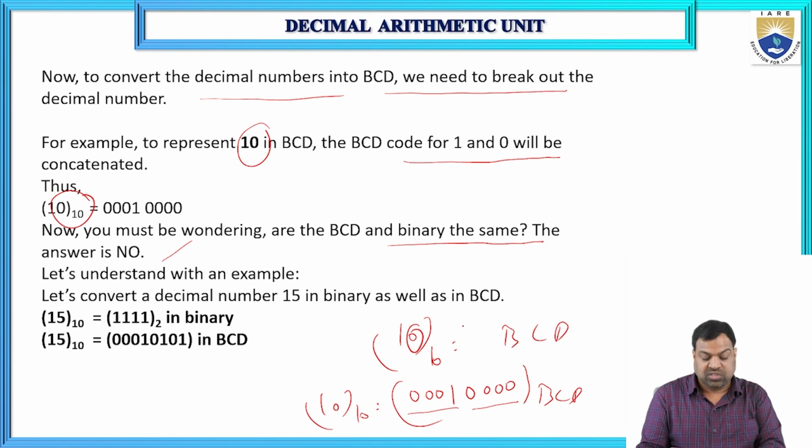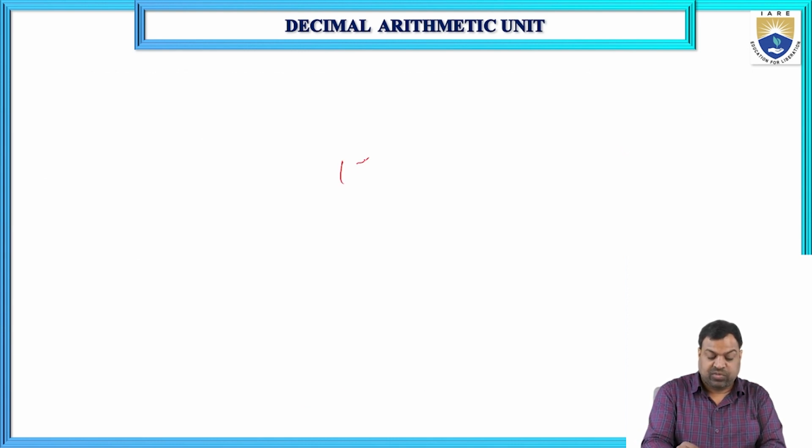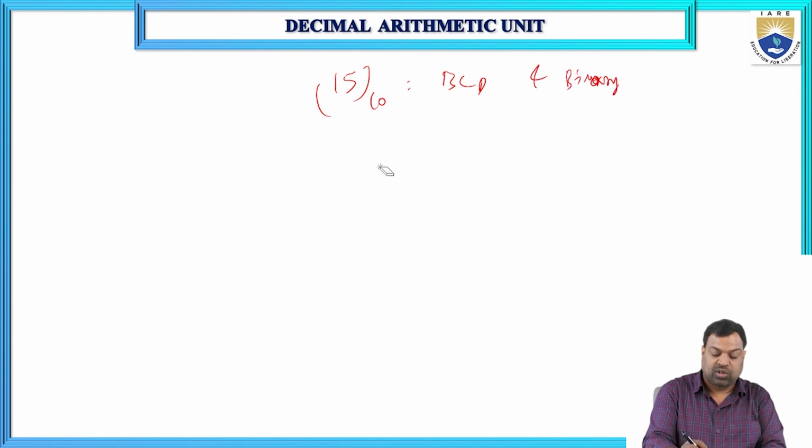No. Why? Because binary is in 0 and 1 form, but BCD is binary coded decimal, that is, from 0 to 9 we have to take. Let's convert the decimal number 15 into binary and into BCD. So here I am taking 15 base 10 and converting to BCD and binary. Is it possible? Yes, it is possible to convert to both BCD and binary.